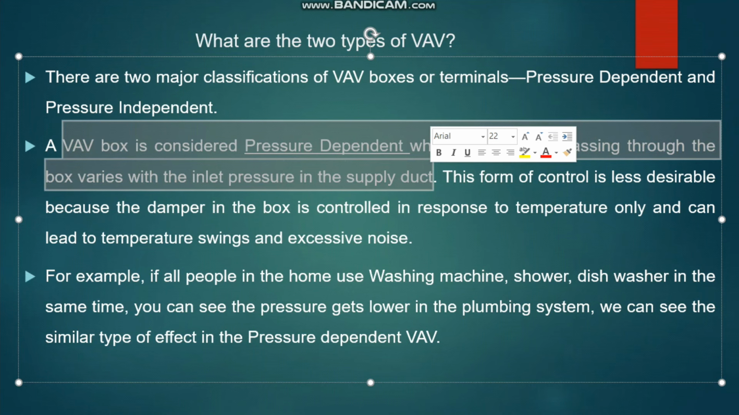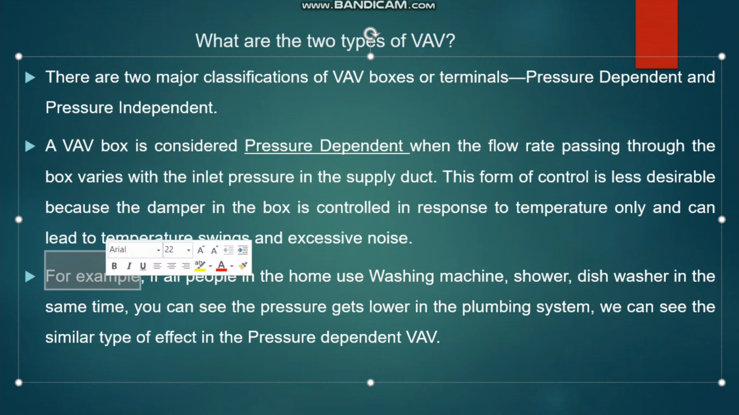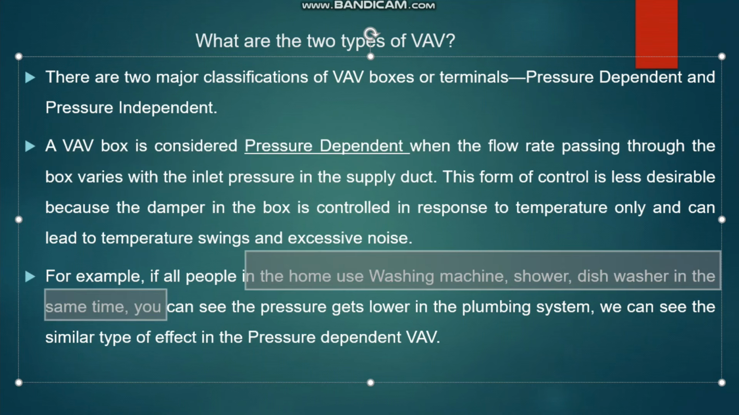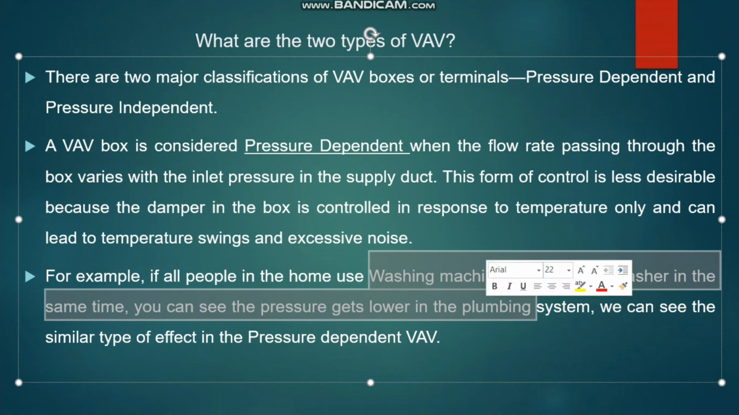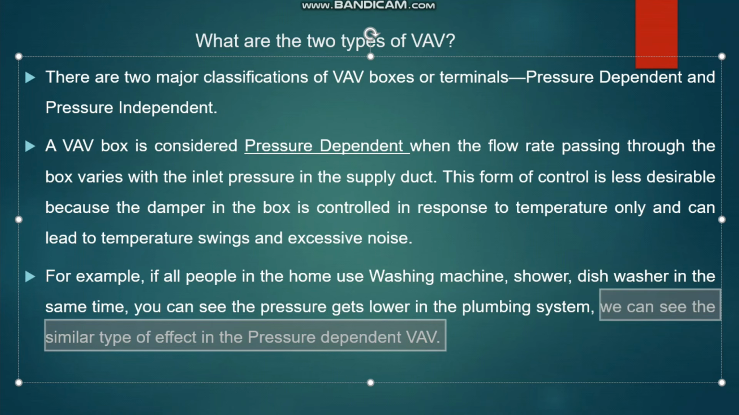So let me tell you one example. You can see here, for example, if all the people in the home use the washing machine, shower and dishwasher at the same time, you can see the pressure gets lower in the plumbing system. So when you use all these sanitary fixtures and accessories, the pressure in the plumbing system will go lower. Okay, so we can see a similar type of effect in the pressure dependent VAV.